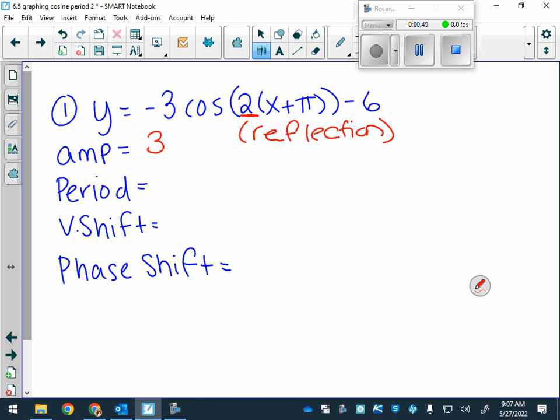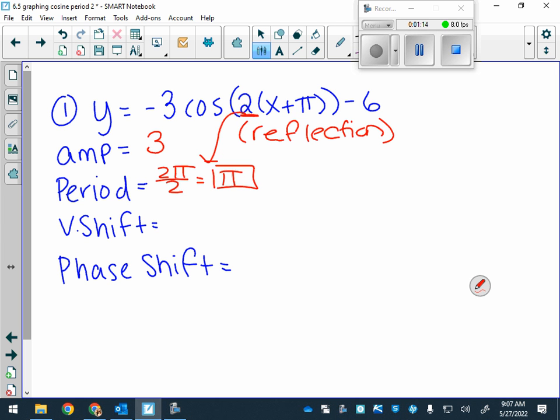Our phase shift as well as the period would change as well. Okay, so it's always going to be written with your B value outside the set of parentheses, if you're moving left and right. All right, so keep that in mind. The period is still always 2 pi over that B value. So the period is pi.